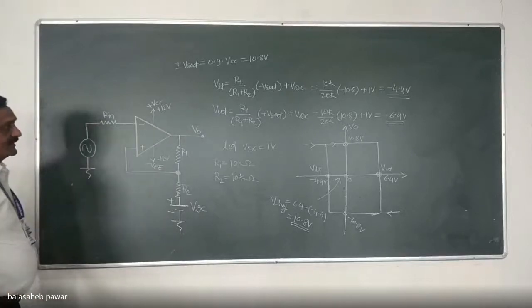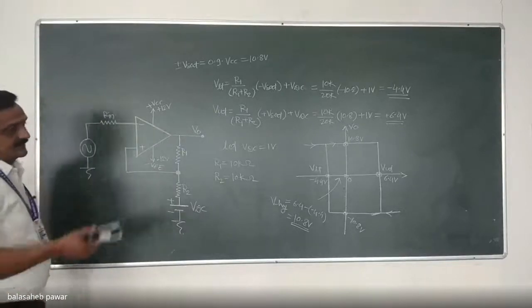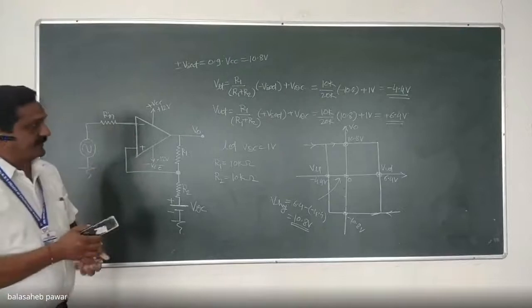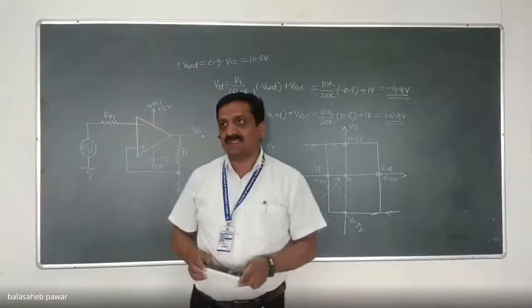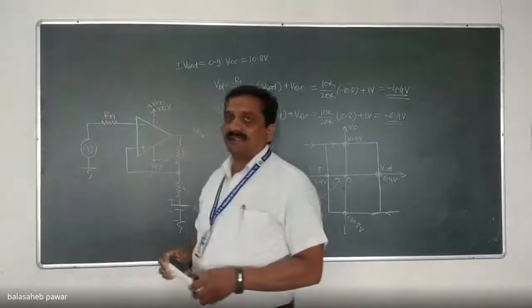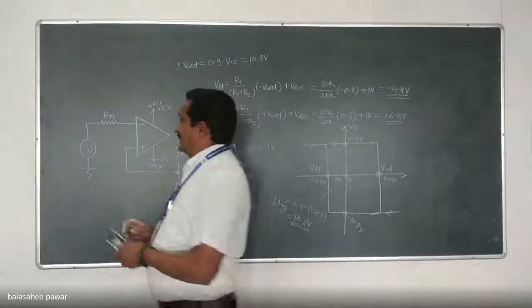So I think you might have understood properly the details about the Schmitt trigger, that is symmetrical Schmitt trigger as well as asymmetrical Schmitt trigger. Okay. Now we'll go for the next application, and that is nothing but the square wave generator.